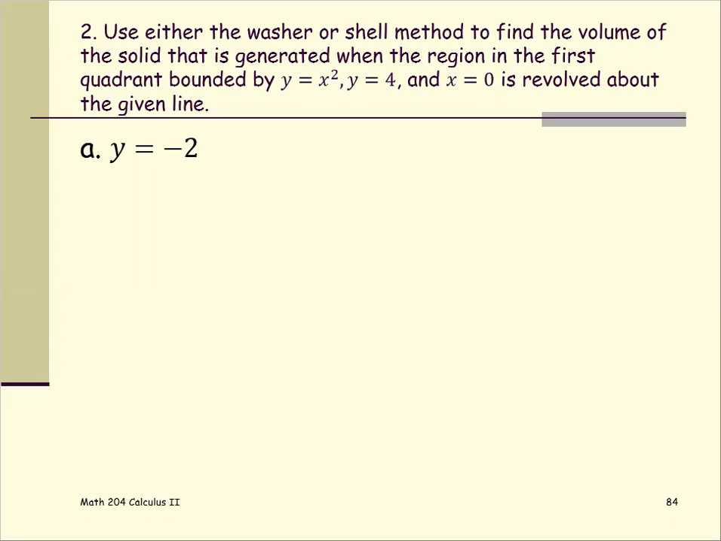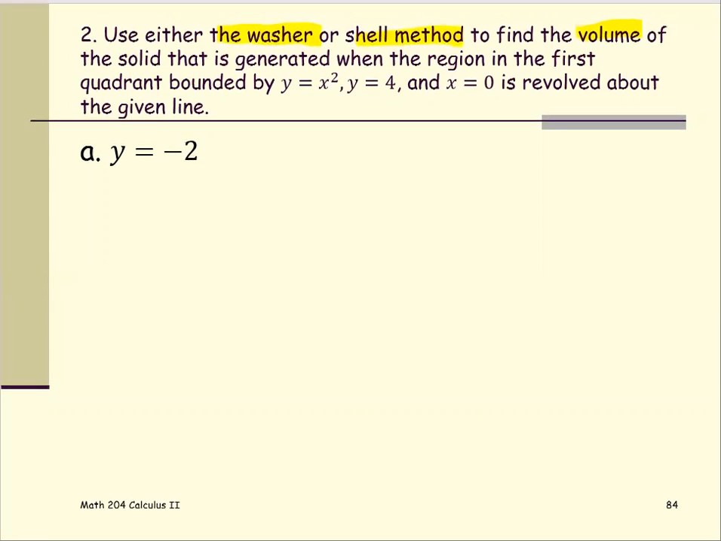For this problem, we're going to use either the washer or shell method to find the volume of the solid that is generated when the region in the first quadrant bounded by the graph y equals x squared, y equals 4, and x equals 0, is revolved about the given line. For part A, revolving about the line y equals negative 2. Let's get started with drawing the graph.